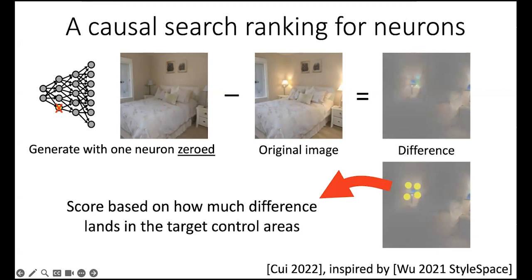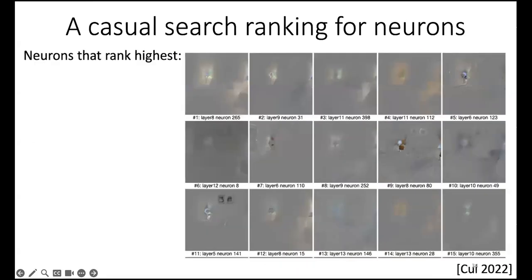So I can sort all the neurons in the network according to how much they seem to cause this visual effect. And here's my little search engine that we created. This approach is quite scalable because even though these models have billions of parameters, it really doesn't take long to search through all of them.